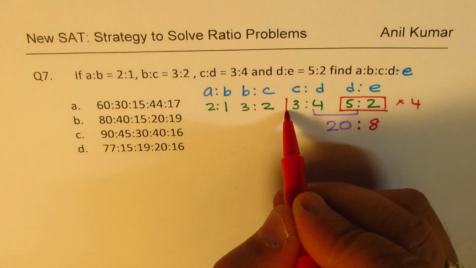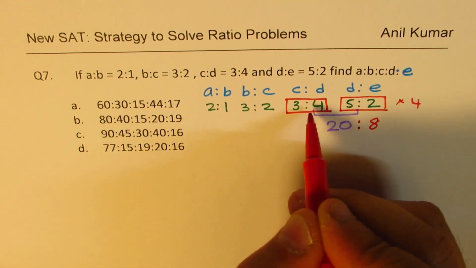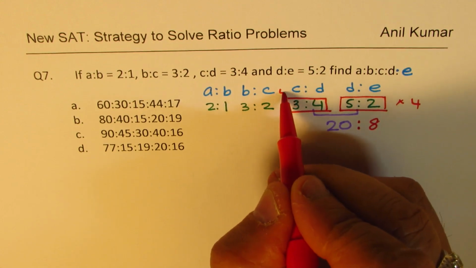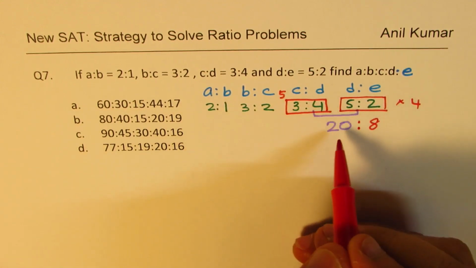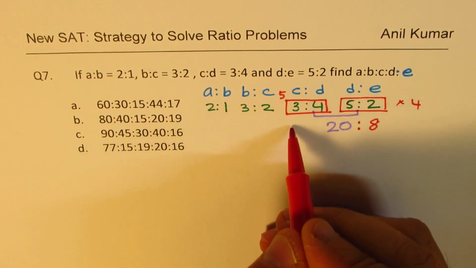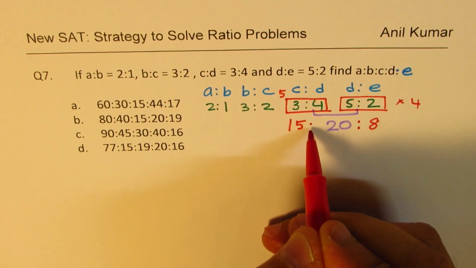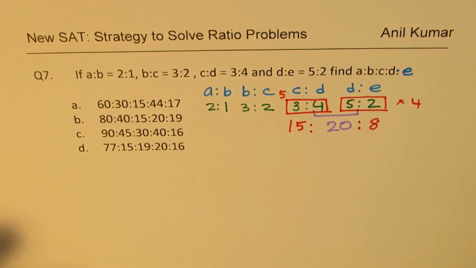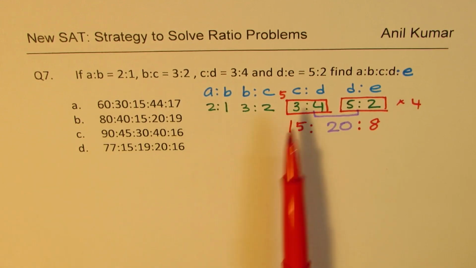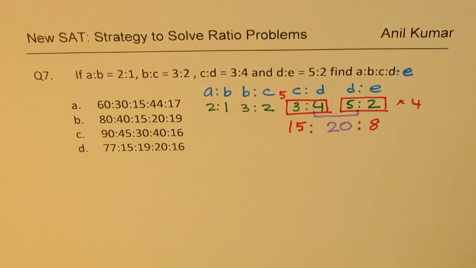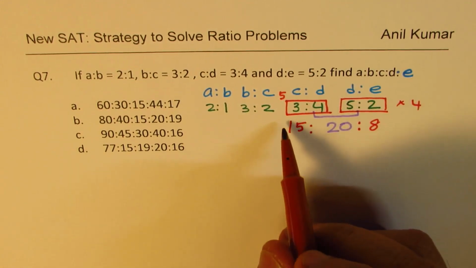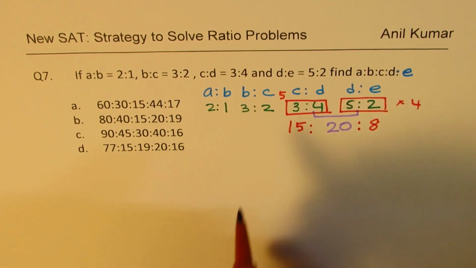Now, what should I do to 3 and 4? Well, to 3 and 4, I should times by 5. Then only I get 20 for D. 5 times 3 is 15, so I'll write 15 here. Right? So we get a ratio of CDE that should be 15, 20, and 8. Okay. Now we have to make C's common. So as far as C is concerned, I should make this as 15, right?